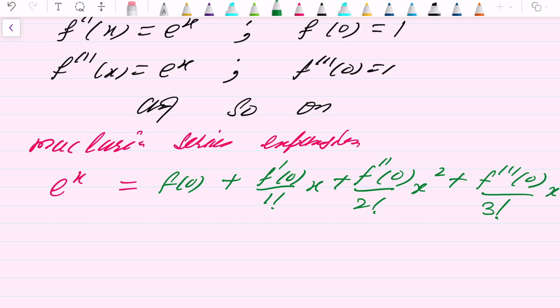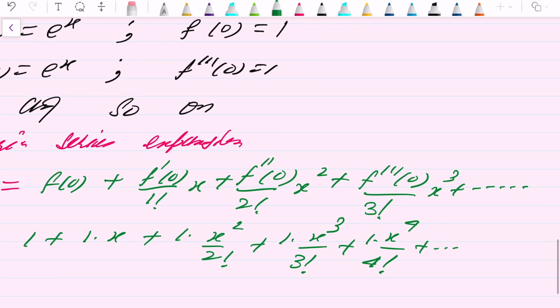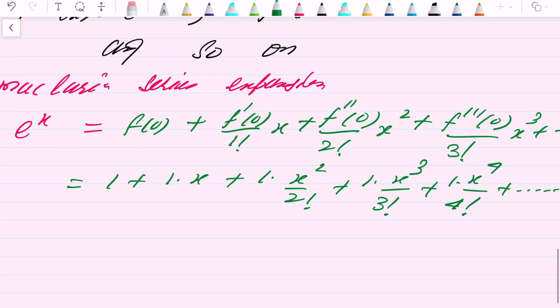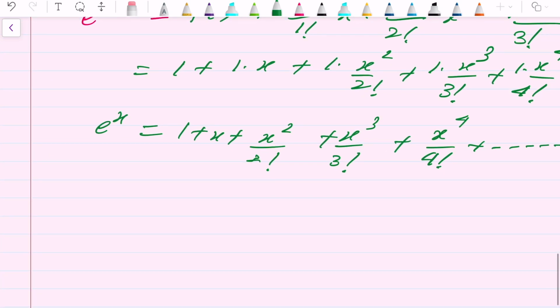Now we substitute the values, 1 plus 1 into x plus 1 into x squared by 2 factorial plus 1 into x cube by 3 factorial, 1 into x4 by 4 factorial, and so on. So that simplifies to 1 plus x plus x squared by 2 factorial plus x cube by 3 factorial plus x4 by 4 factorial, and which is answer to part A. Let's look at answer to part B.